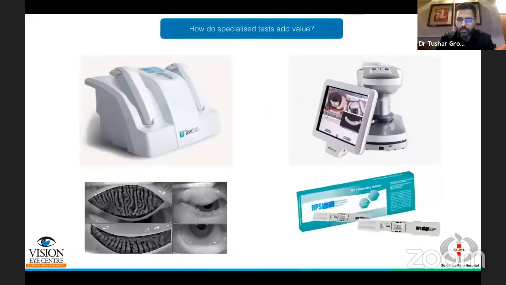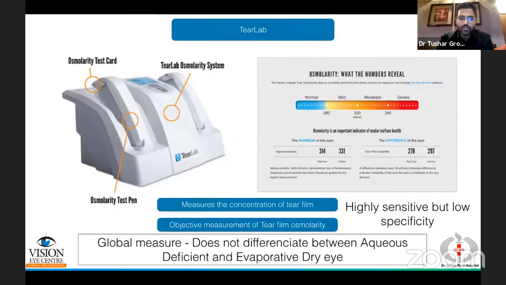I'll be talking about some of the specialized tests that are available, and about the benefits and the drawbacks of each. I have no financial interests in any of these. The first one that I'll be talking about is the TearLab osmolarity kit. The TFOS DEWS II report has stressed a lot on tear film osmolarity because it's a much more objective measurement of dry eye. Somebody who has a high osmolarity value has more severe dry eye. So this is an instrument that gives you that measurement.